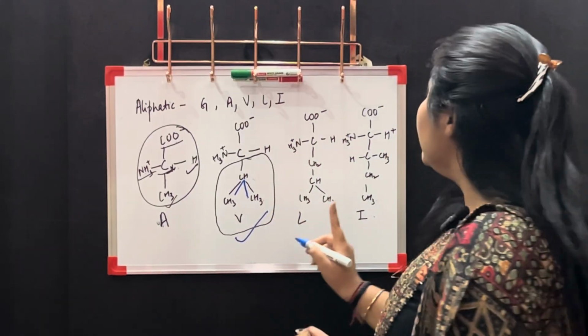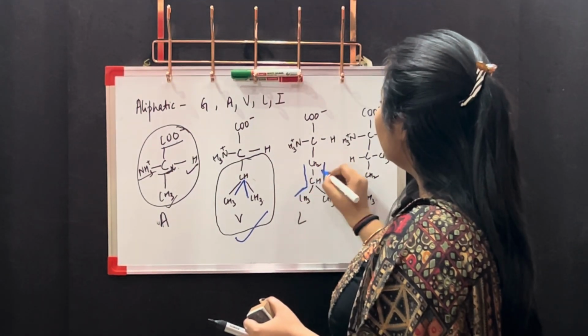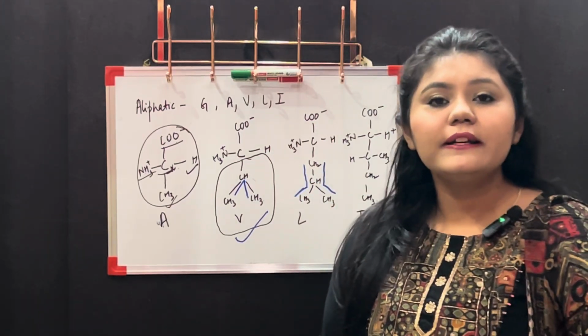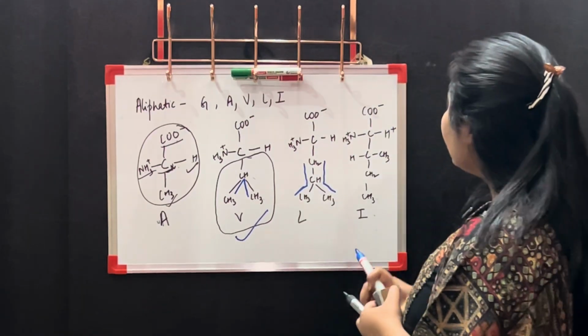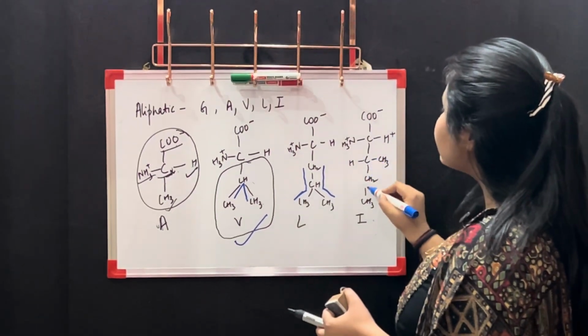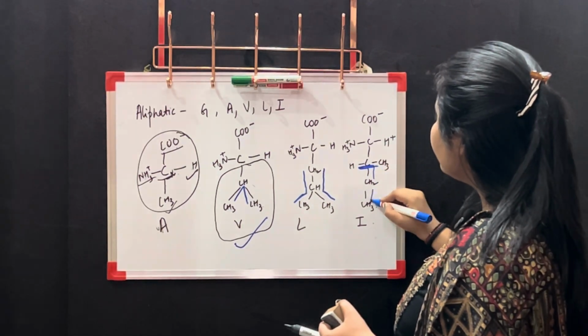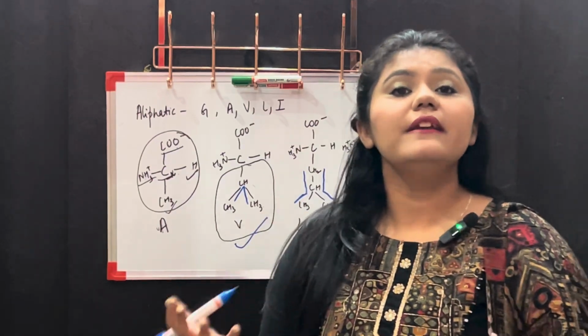Then we'll talk about leucine. In leucine, two inverted L's are being formed. You can see, right? Two inverted L's are being formed. So this is the structure of leucine. Then in isoleucine, we can see a T is being formed. This T is being formed in the isoleucine structure. So you can learn it like this.